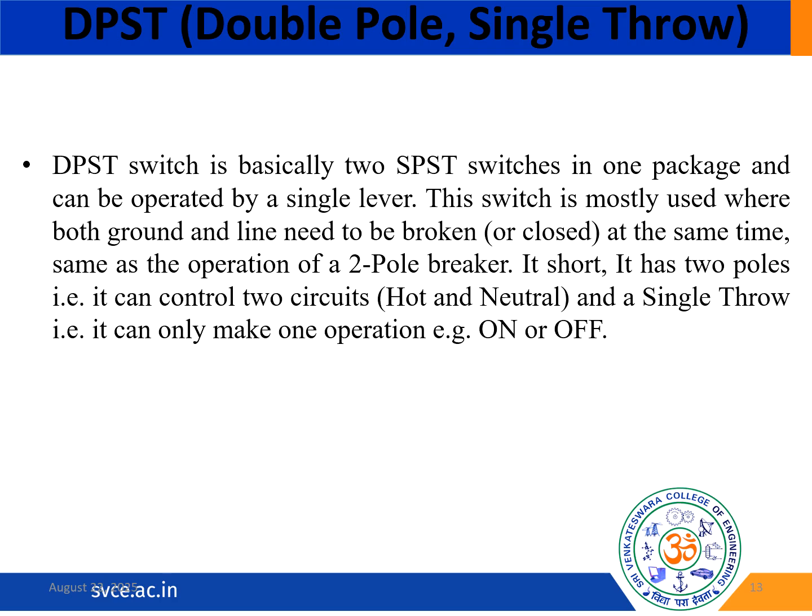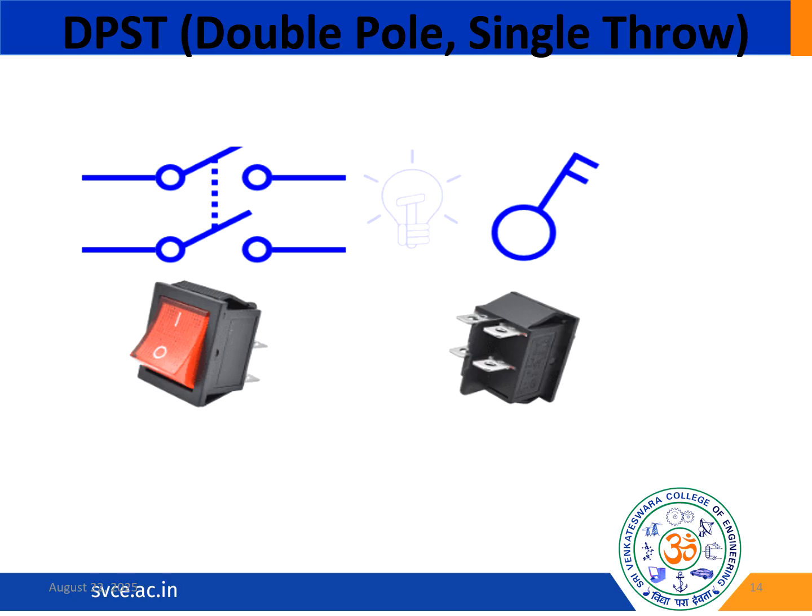Considering the applications of DPST, we can use these switches in industrial machinery power control. It can also be used in safety critical installations requiring full isolation, and we can also use this in HVAC systems, high voltage appliances, etc. So next, we'll be seeing about the DPST double pole single throw switches.